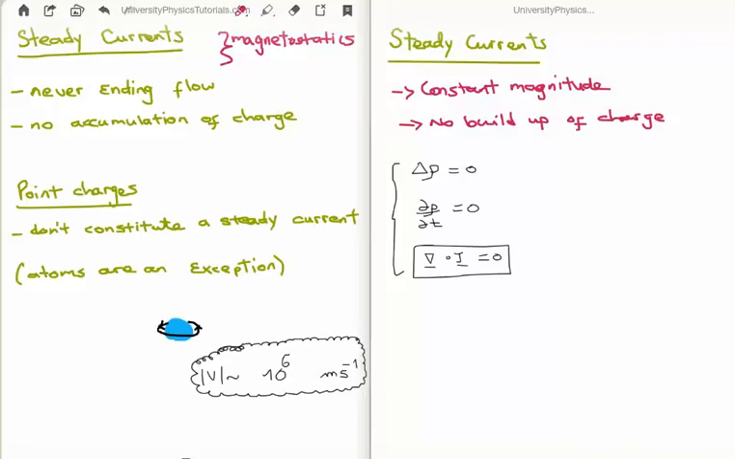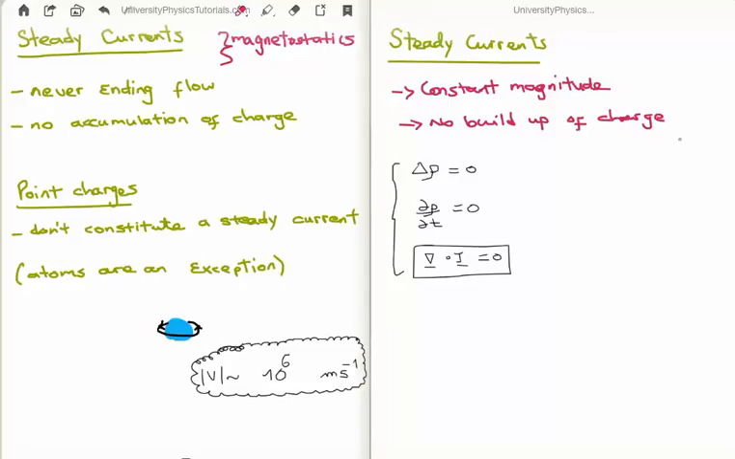Now, it's interesting to note that point charges do not constitute a steady current, because if they're here one second, they're gone the next, and that can't possibly be a steady current. There's one exception to this. When you're thinking in very much classical physics, let's think of a single electron orbiting an atom. Now, the speed at which the electron orbits the atom can often be on the order of 10^6 meters per second, which of course is a massive speed. And as a result, it is close to a steady current. So although point charges aren't steady currents, electrons orbiting an atom at that particular speed can often be approximated as being a steady current.